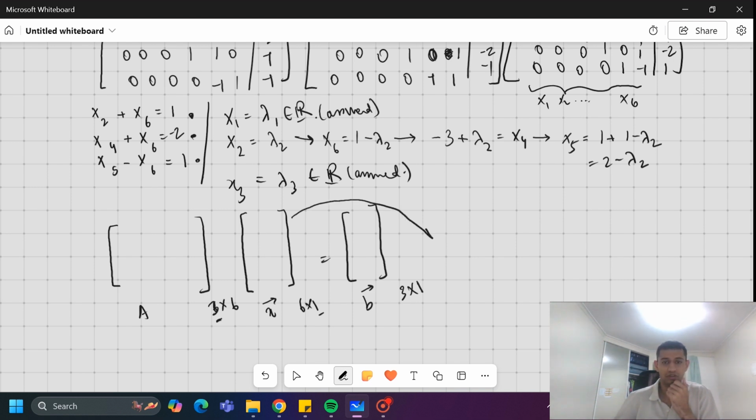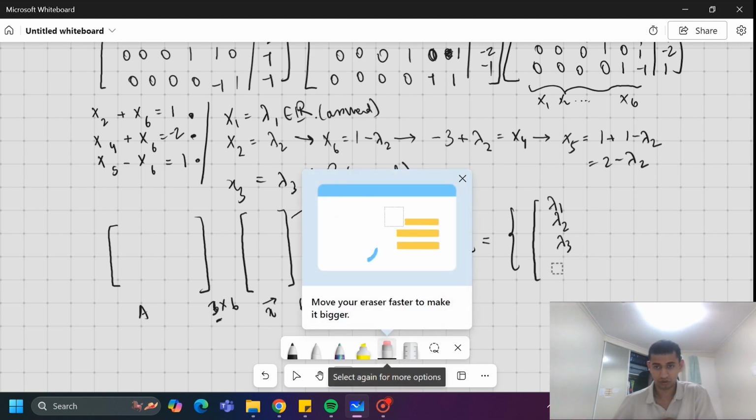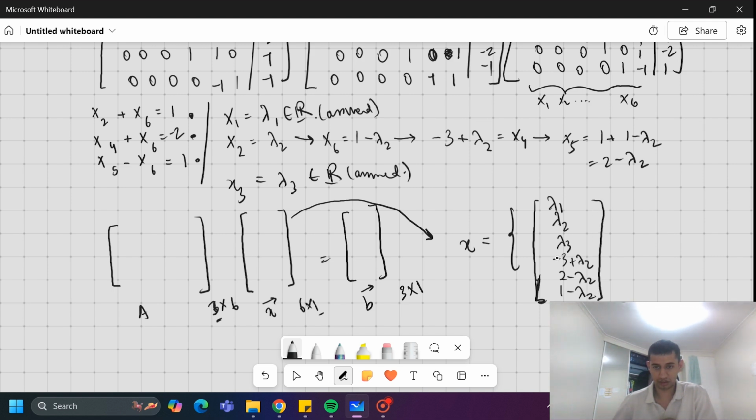So x is going to be a set where x1 is lambda 1, x2 is lambda 2, x3 is lambda 3, x4 is minus 3 plus lambda 2, x5 is 2 minus lambda 2, and x6 is 1 minus lambda 2. Sorry, I mixed that up earlier. Oh, finally got the eraser working. This is going to be the entire vector.